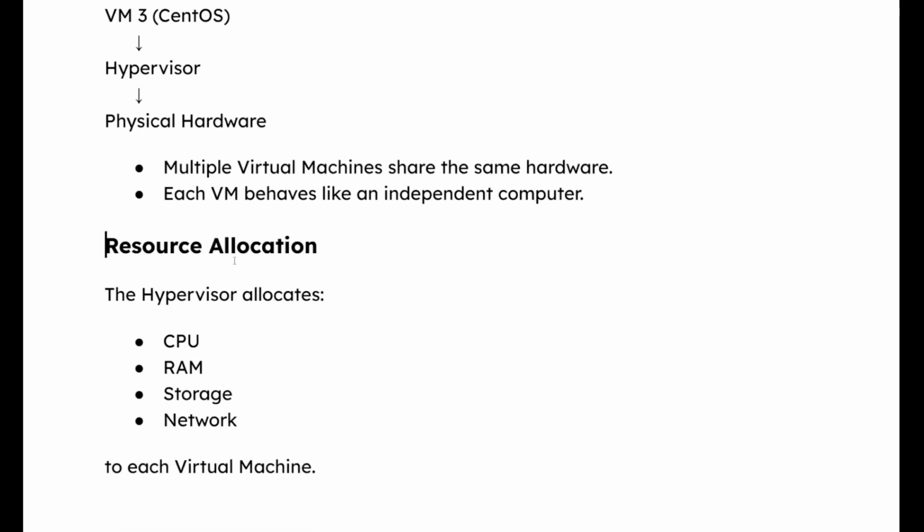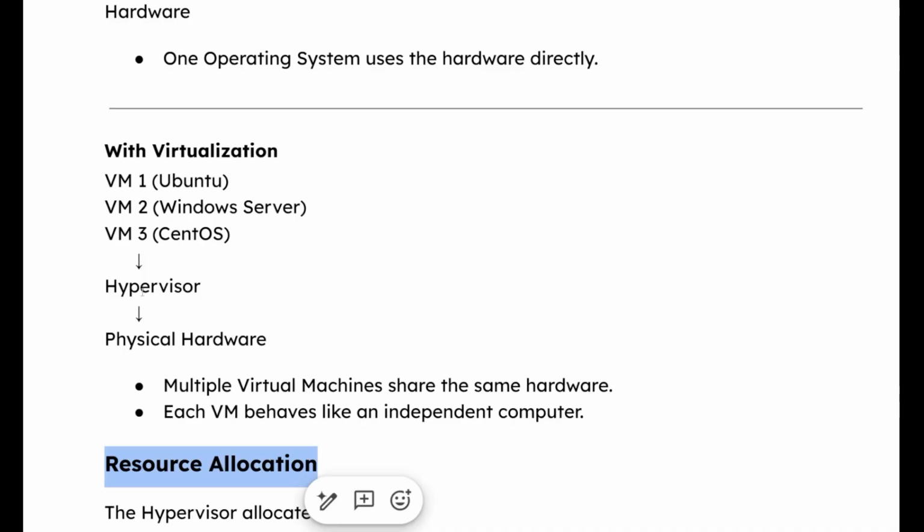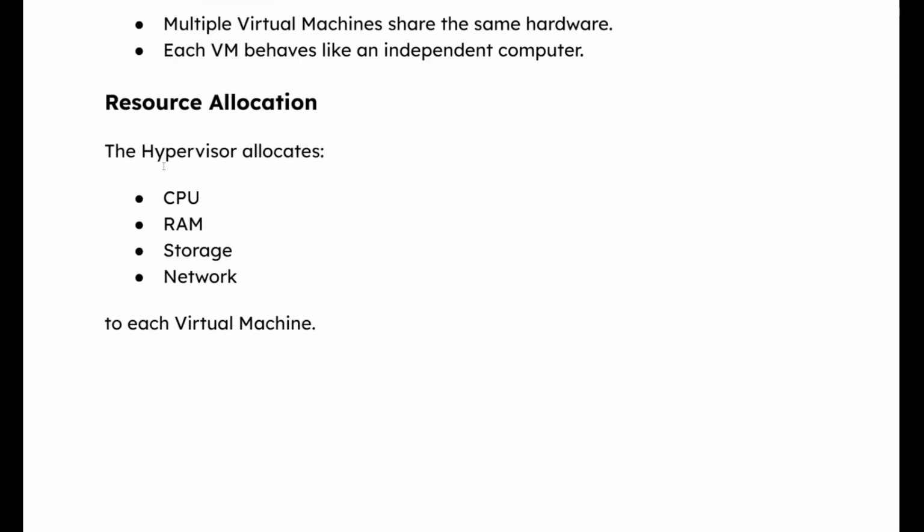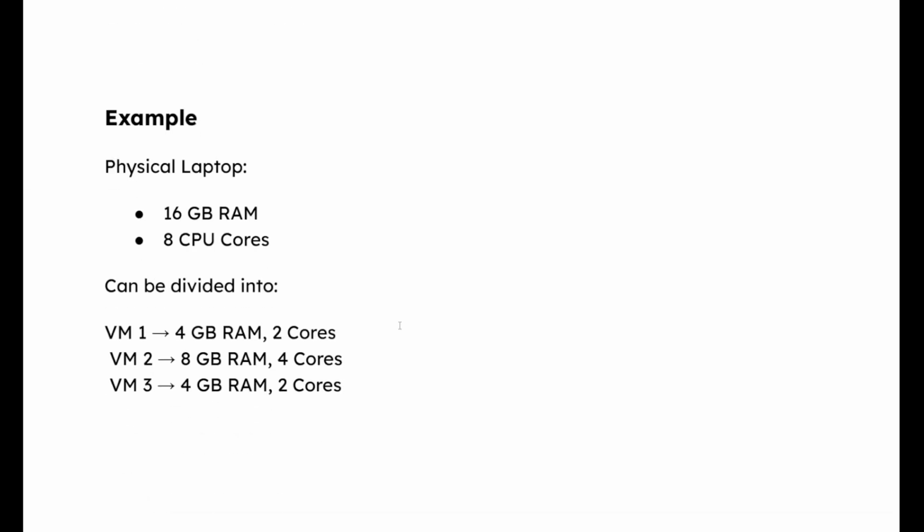Now, resource allocation. As I mentioned, the hypervisor allocates resources such as CPU, RAM, storage, and network to each and every virtual machine, right? So the hypervisor is very important. We will talk about it.